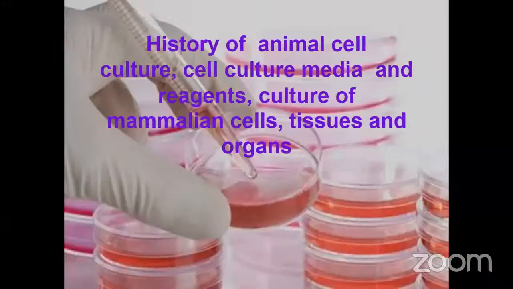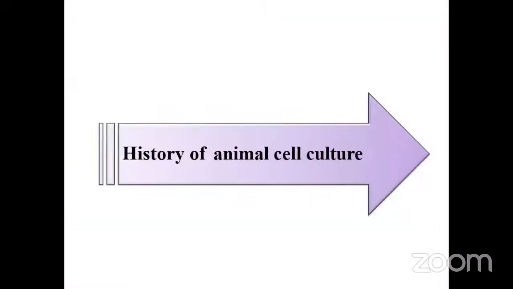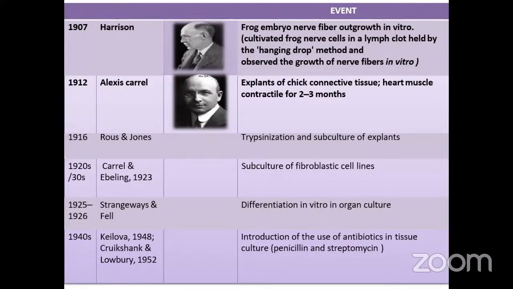Now, history of animal cell culture, media and reagents, culture of mammalian cells, tissues and organs. We will discuss briefly today, and in the next classes we will discuss in detail. In 1907, the scientist Harrison first cultured frog embryo nerve fiber in vitro. In vitro means within the lab. He cultivated frog nerve cells in a lymph clot held by the hanging drop method and observed the growth of nerve fiber in vitro.